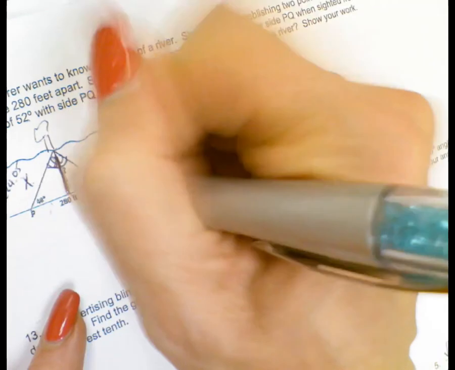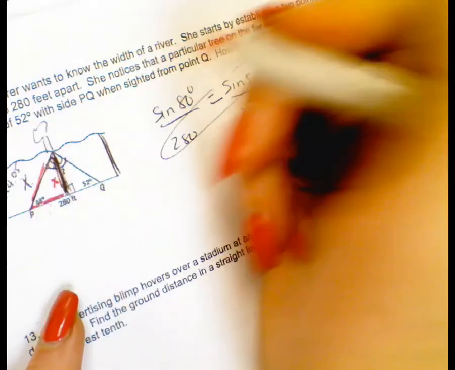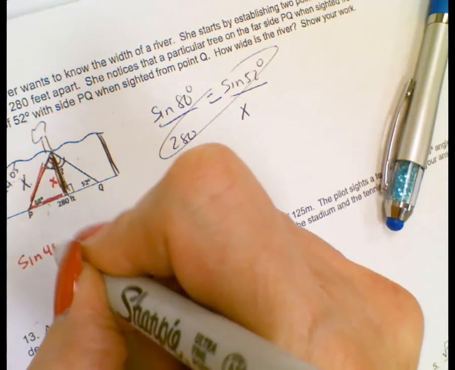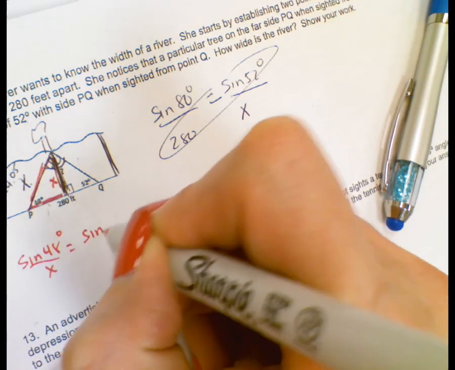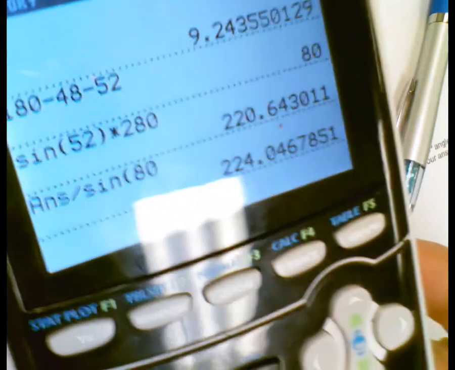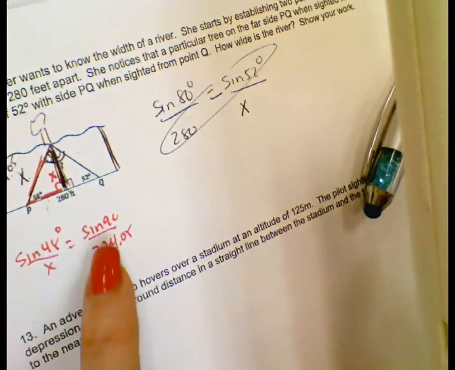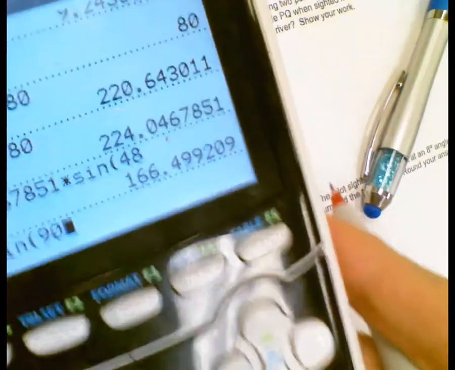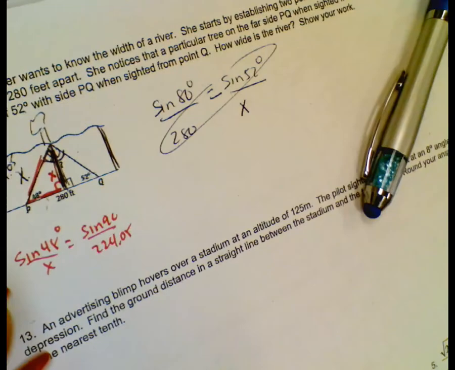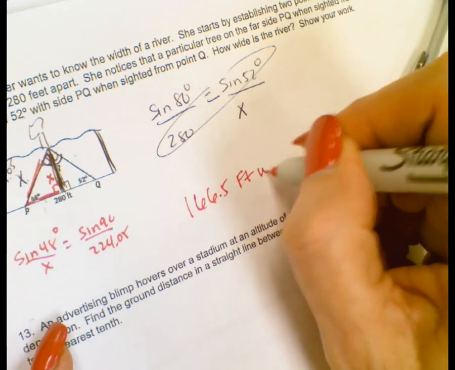So we're going to use this right triangle now. We're going to really just look at this right triangle right here to help us find this x. So we're going to go sine of 48 over x equals sine of 90, which is, this is a 90, over the 224.05 that we just found on our calculator. So we're going to use our previous answer, bring that down, and we're going to multiply it by sine of 48. Press equals, divided by sine 90, which is 1, so we really don't have to do this, but sine of 90 is 1, so it should be 166.5. And that's how wide the river is.